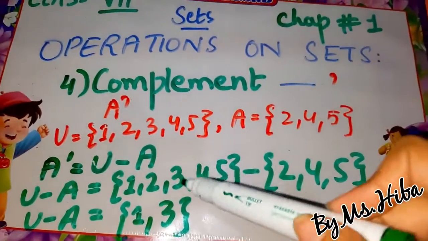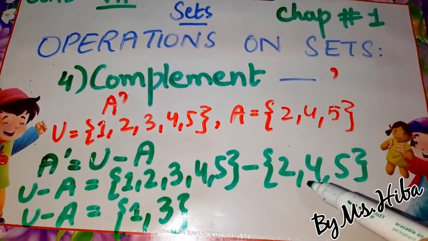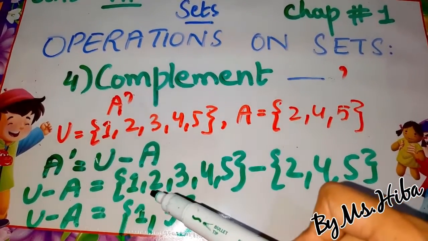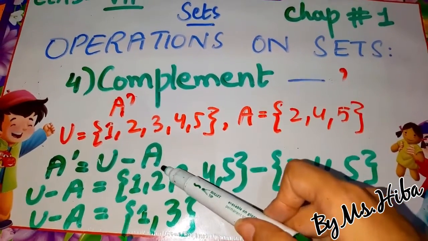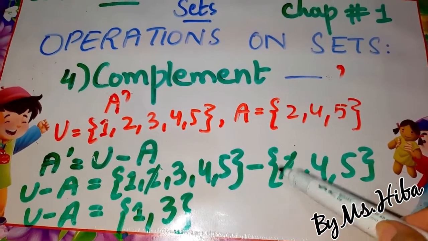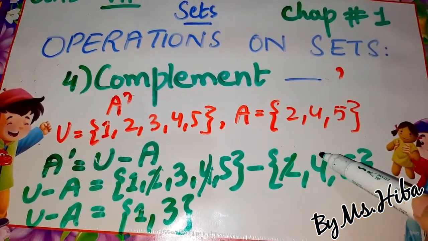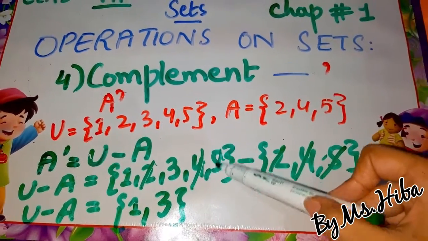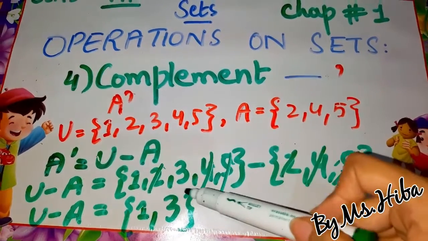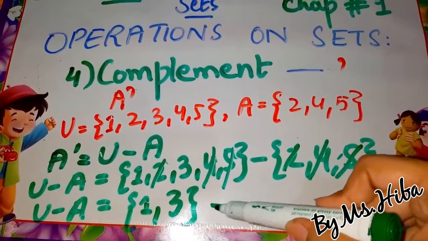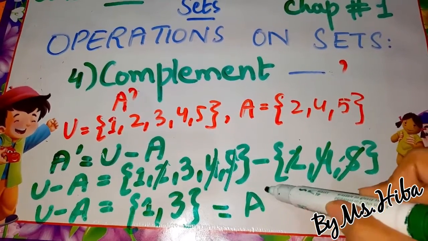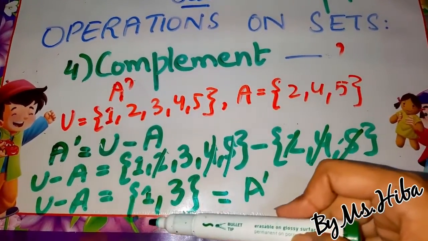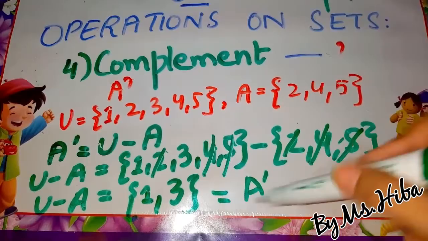Now we just need to subtract A from U, as we have done previously in difference of sets. So we subtract 2 because we have 2 in both sets. We subtract 4 because we have 4 in both sets, and 5. So we'll have 1 and 3 left. So the answer for A complement will be 1, 3. The set of A complement is 1, 3.